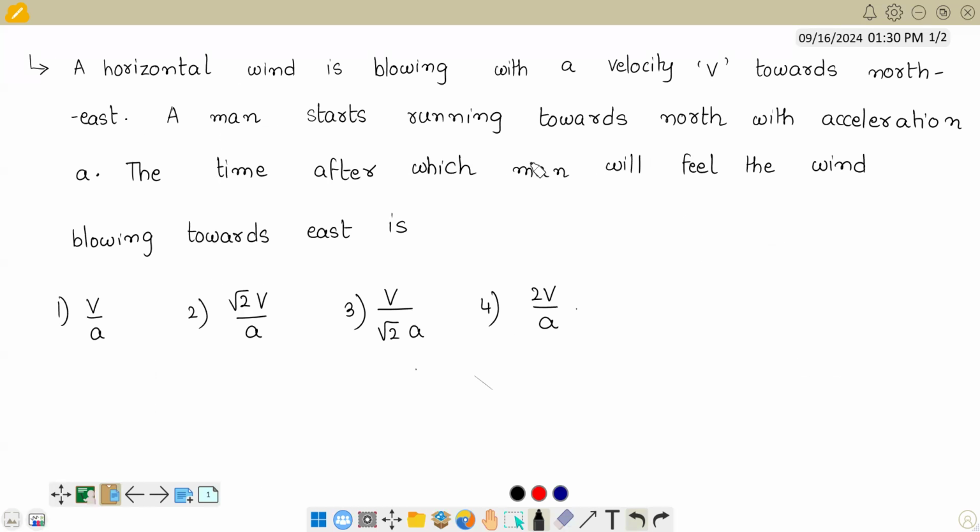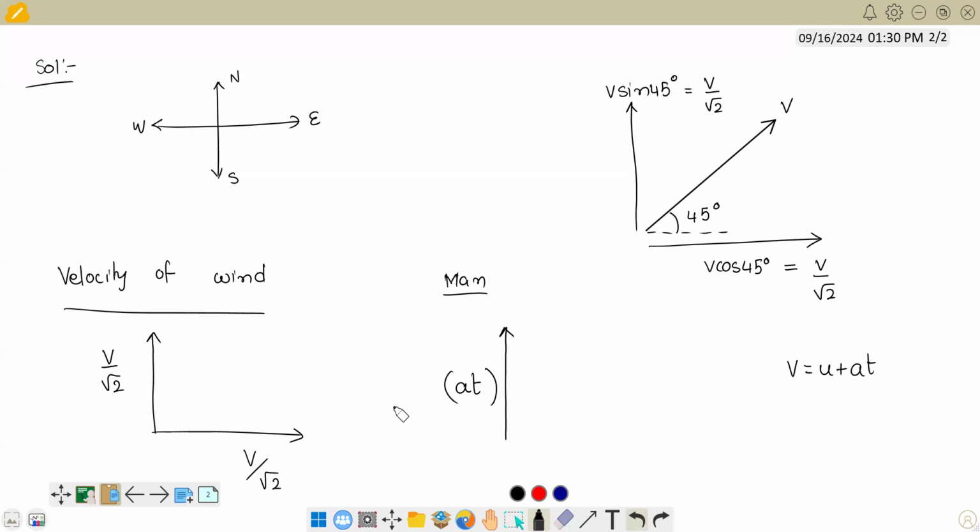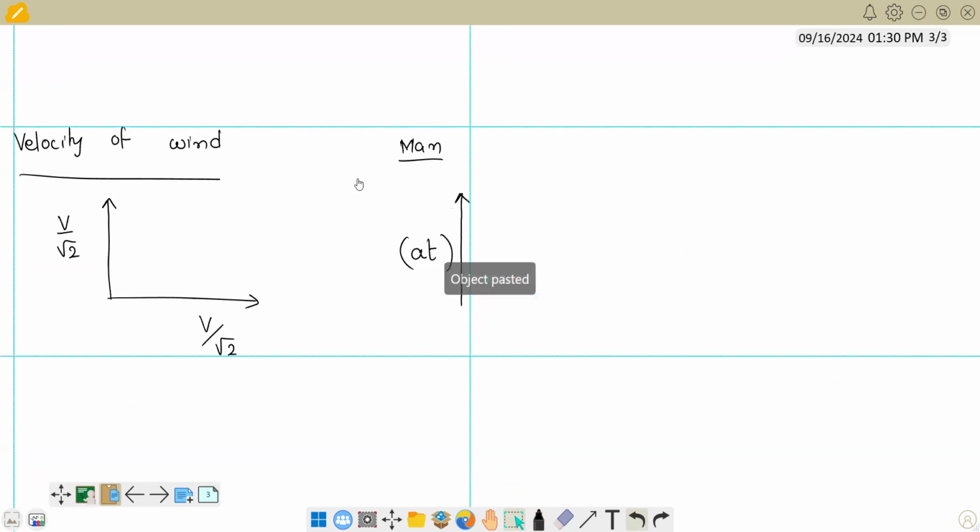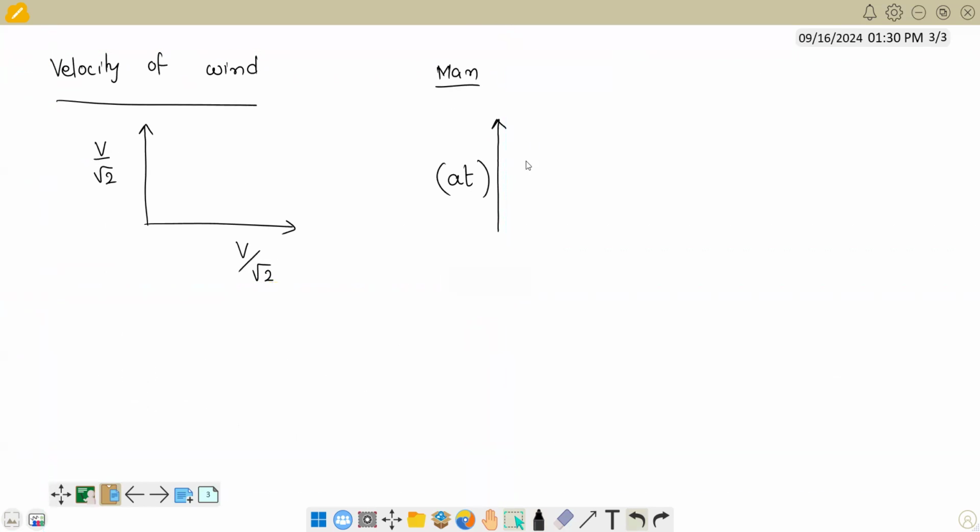He's asking us the time after which the man will feel the wind blowing towards east. Here two things are moving simultaneously. When two things are moving simultaneously, we use the concept of relative velocity. What's the meaning of relative velocity? I'll give a simple introduction. We mathematically stop one of the bodies. That means we'll assume that the man is at rest, since the man is looking at the wind.